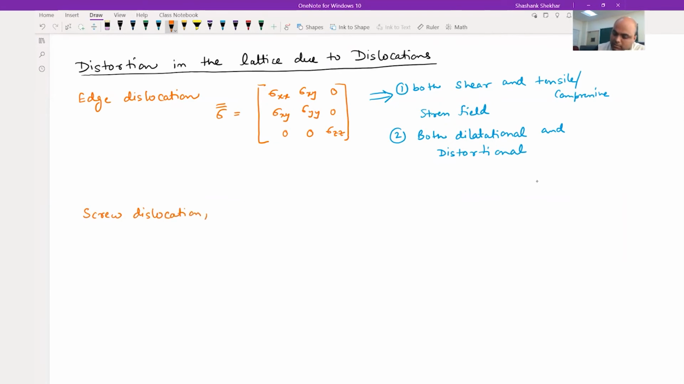So if I write down the matrix associated with screw dislocation, it's going to be 0, 0, 0, 0, sigma zx, sigma zy, and this component will be 0. And then you have zx and zy. Okay, so you don't have any hydrostatic component here. You have only shear component. So point number one: only shear stress field.